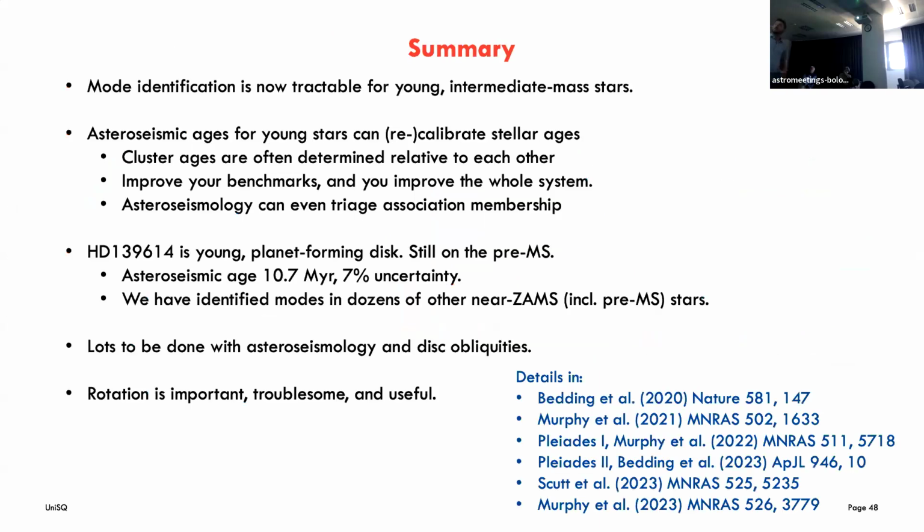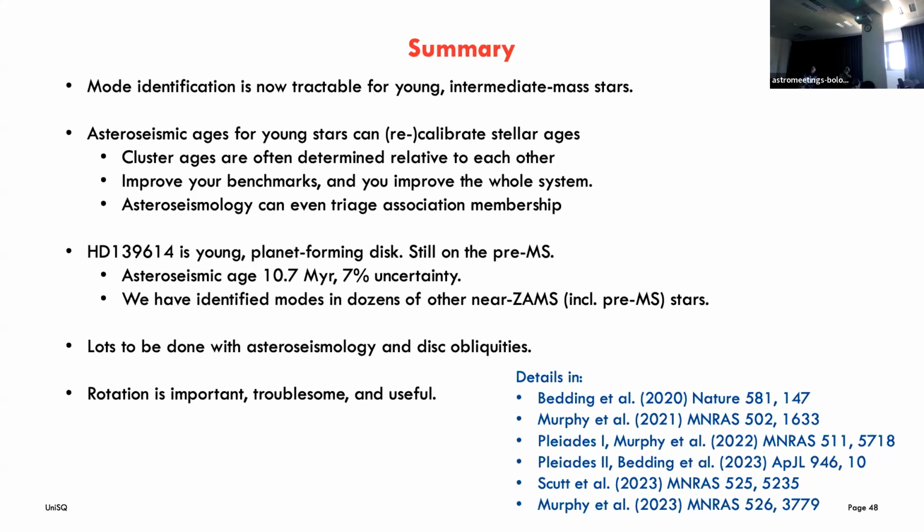So in summary, mode identification that was once intractable for delta Scuti stars now isn't. We can now identify modes. Asteroseismic ages for young stars can be used to recalibrate stellar ages if you can determine cluster ages, because the cluster ages are often determined relative to each other. If you improve your benchmarks, you improve the whole system.